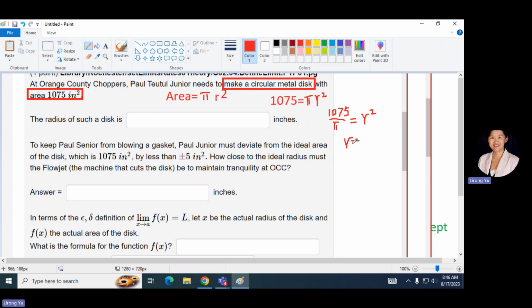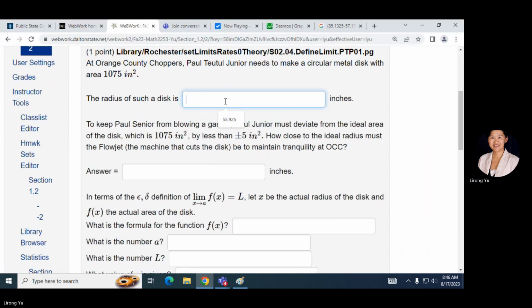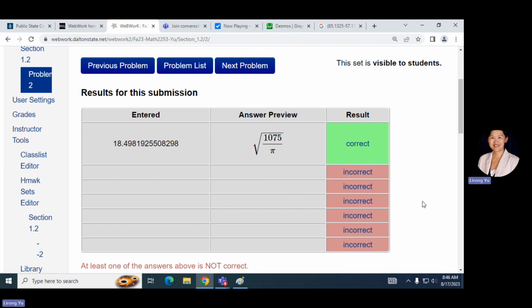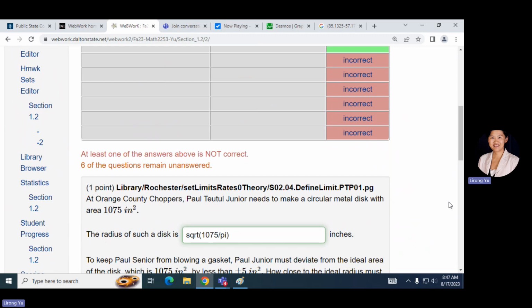So we would have R is equal to the square root of 1075 over pi, and that's pretty much what we're going to answer for the first question. Let's see what it is. So the formula is this, because we're using the formula to calculate, but the actual number is 18.4981. Let me round this to 4 decimals, 18.4982.